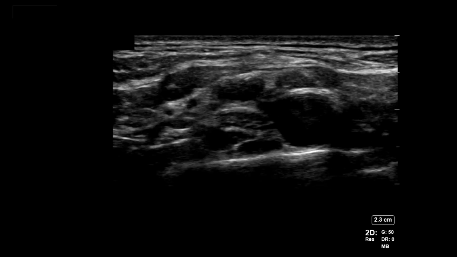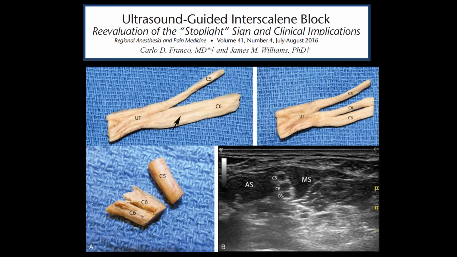When talking about the brachial plexus of C5 and C6, I can't help but talk about the wonderful Carlo Franco paper that specifically looked at the gross anatomy and the correlation between that and the sonoanatomy. And they nicely denoted C5 here as this hypoechoic structure and a bifascicular C6. So two circular hypoechoic structures denoting C6.